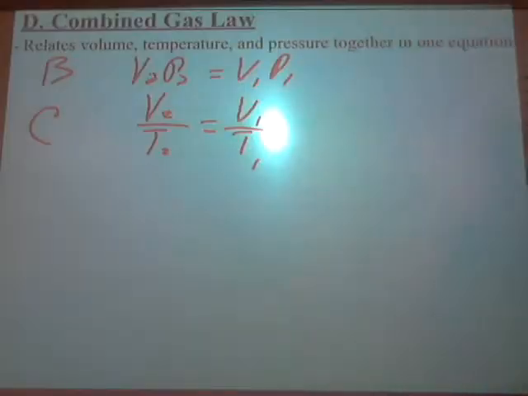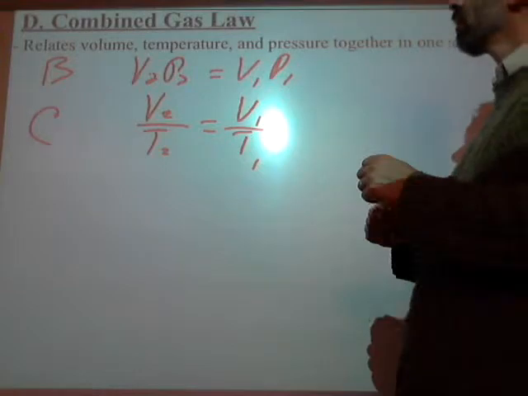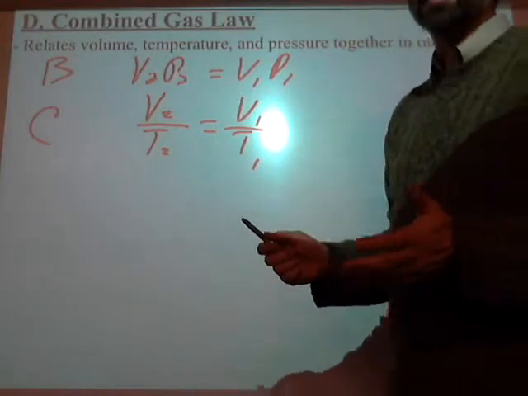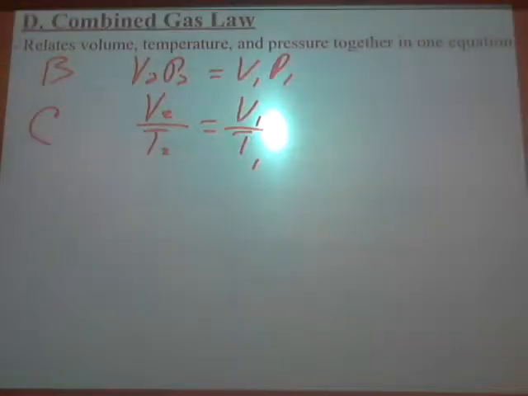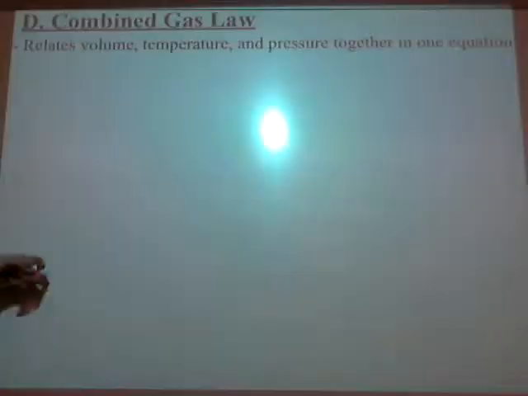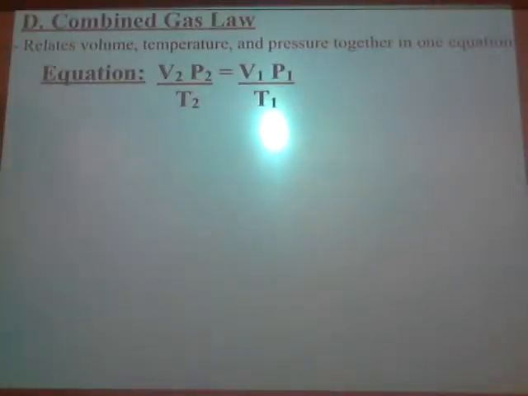What do you think? V2 P2 over T2 equals V1 P1 over T1. Exactly. See, you just put them all together. Isn't that nice? Look at that. There it is. V2 P2 over T2 equals V1 P1 over T1.